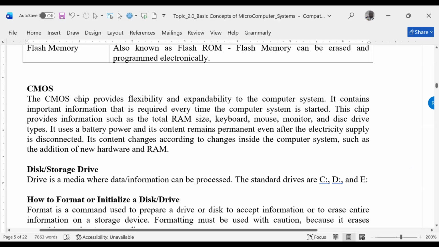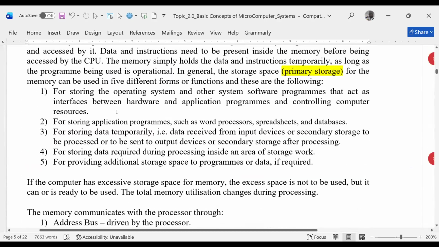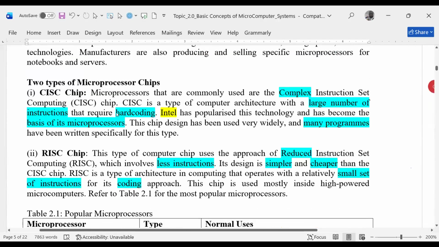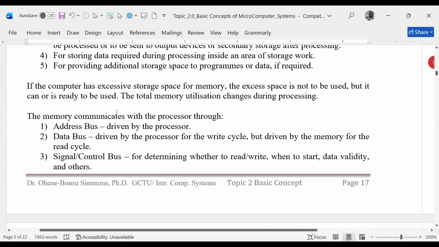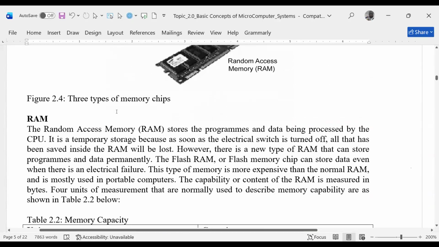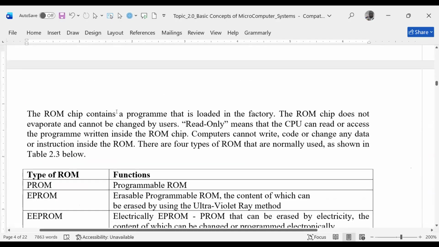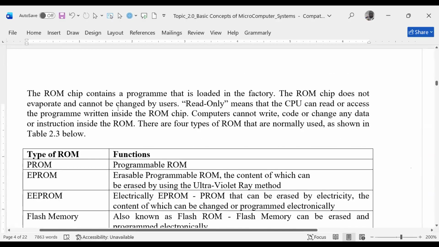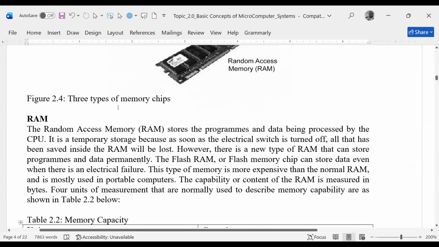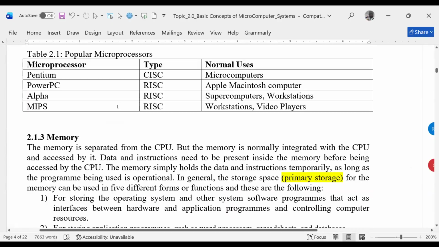Good. So concerning memory: the types of processor, the microprocessor, the memory, the types of memory chips, the RAM being the popular one and the types of RAM chips, as well as CMOS and ROM. If there's any question, I'll give you less than 2 minutes. Where you don't understand, let me explain quickly as we make progress.